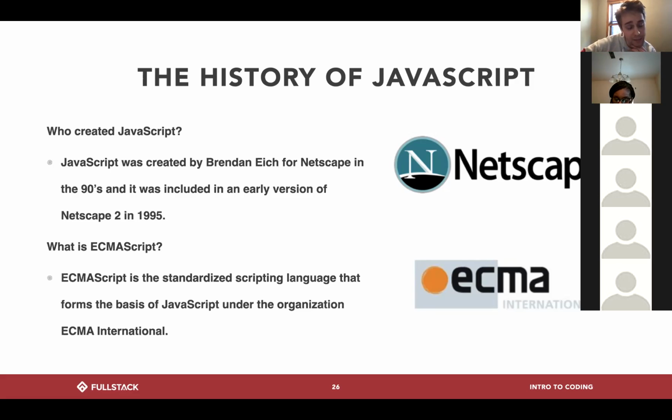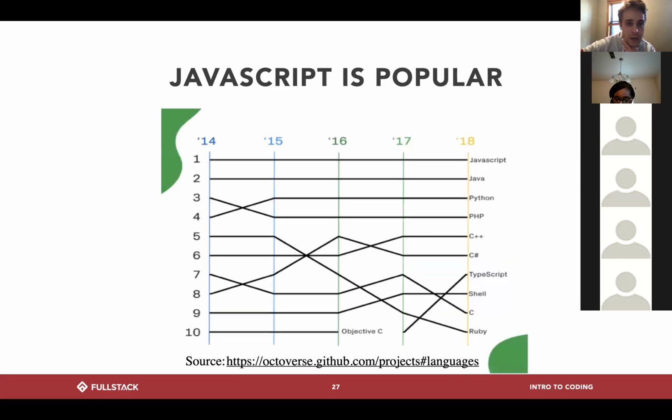What is ECMAScript? ECMAScript is the standardized scripting language that forms the basis of JavaScript under the organization ECMA International. It's just like the standard set, saying, hey, this is the official JavaScript stuff. ECMAScript is like the organization that runs the official JavaScript language. JavaScript is super popular. If you go to the web and you are filling out a form, you're using JavaScript. JavaScript is everywhere nowadays.